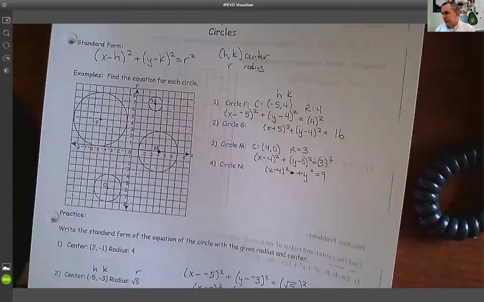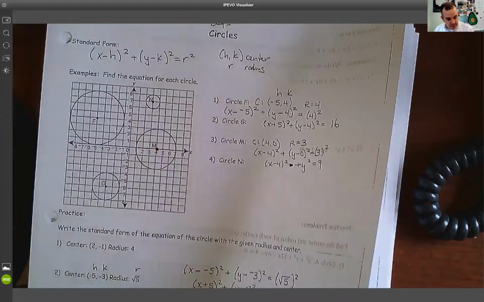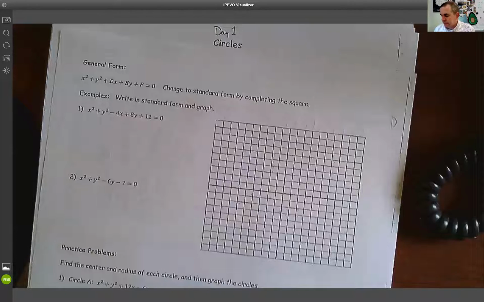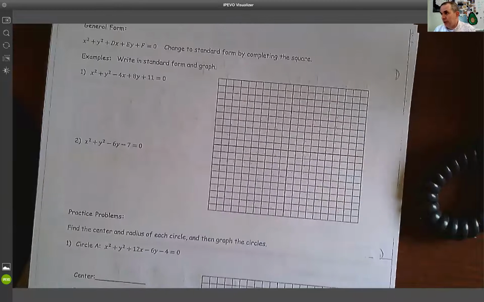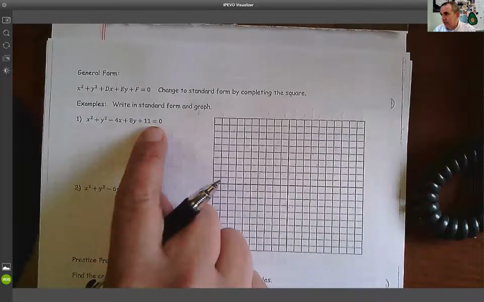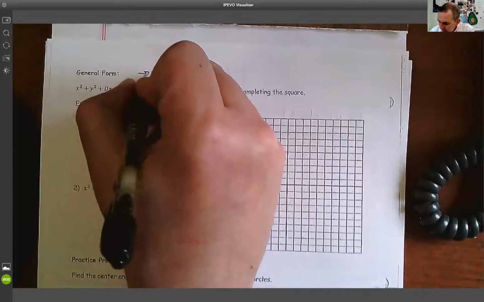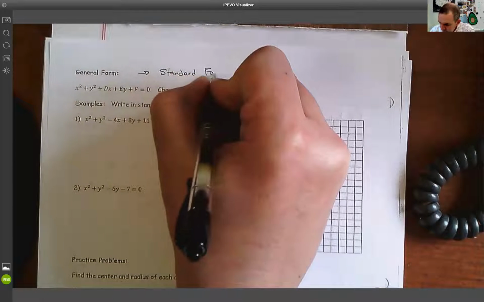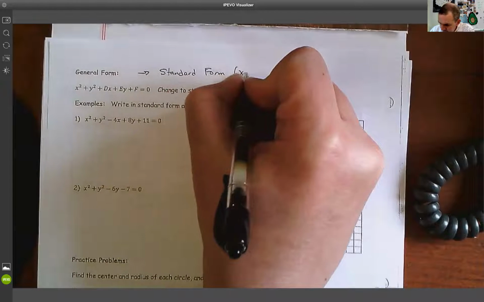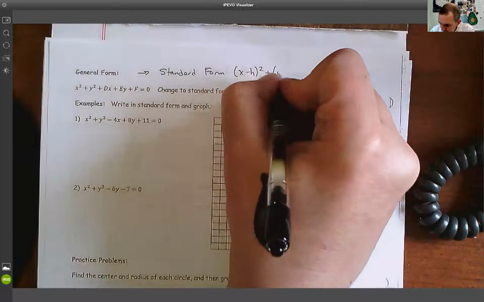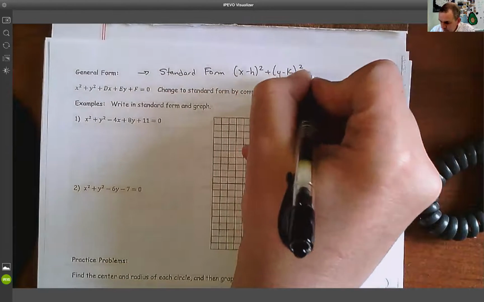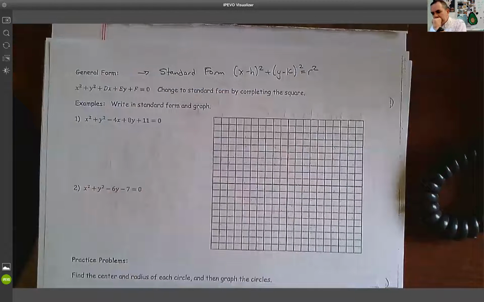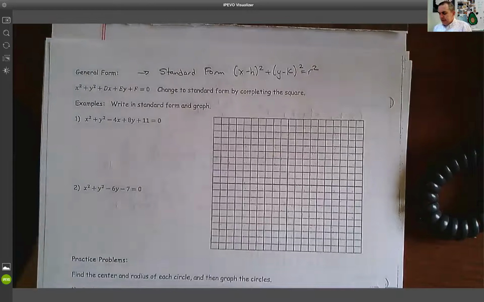Now I'm going to teach you what is called completing the square. Completing the square is: I want to get this right here, which is called general form, into standard form. So what I want to do is translate this so that it looks like this: (x minus h) squared plus (y minus k) squared equals r squared. Sorry, so here's how I do it.